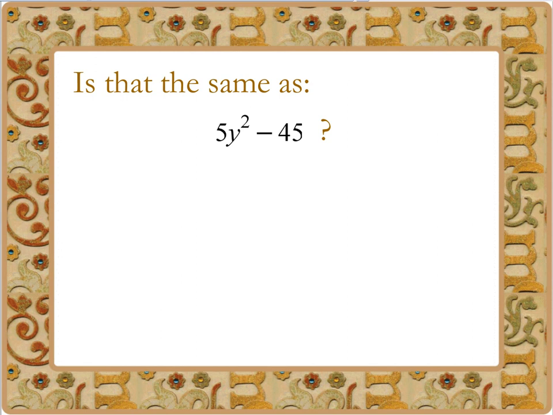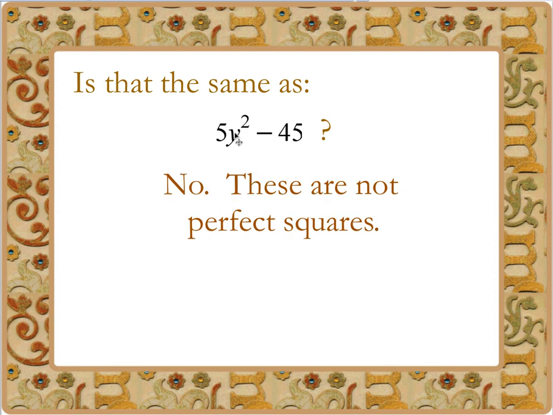Is that going to be the same as 5y squared minus 45? Is this the difference of squares? Can I factor it the same way? The answer is a big no, right? 5 is not a perfect square, and neither is 45. So I have to factor this differently than I did that last one.